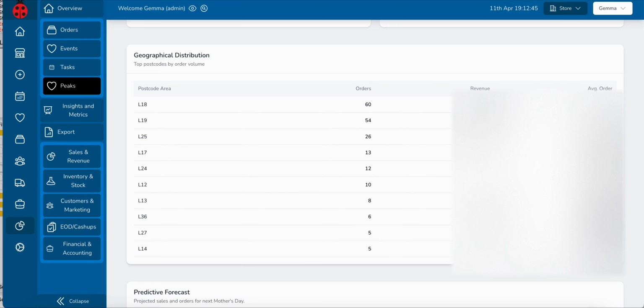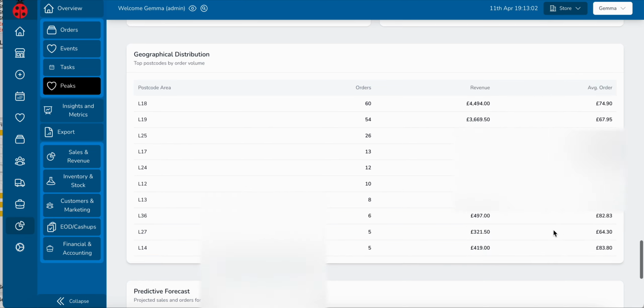orders. And interestingly, the average order for both of those areas is higher than my average order for these areas. That might be skewed a little bit because the figures are smaller, but it also indicates that maybe there are some big spenders in those areas.